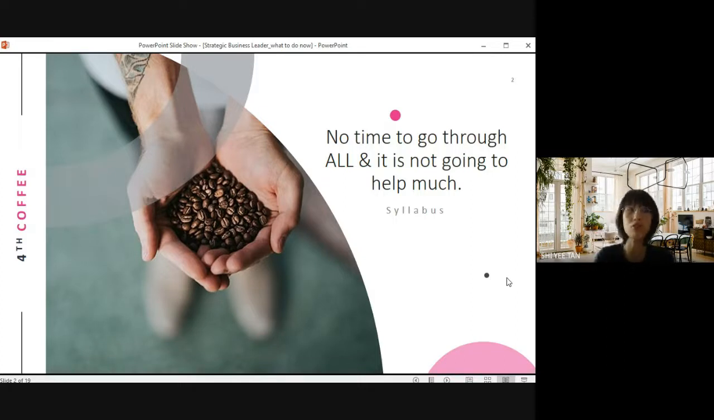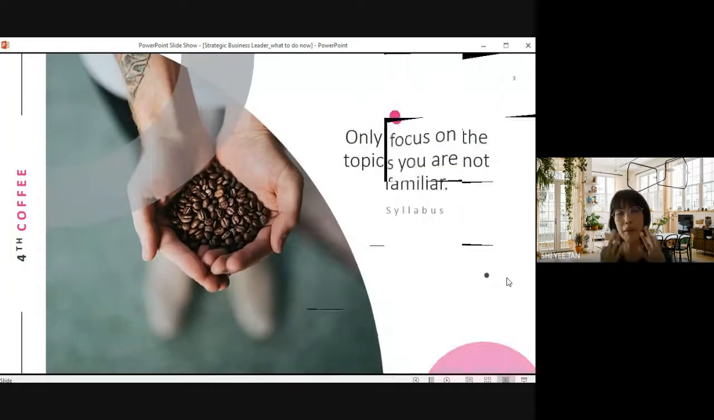And even though you go through all the syllabus, like some students, you like to study using memorization. You memorize all the syllabus, it is not going to help you much in the exam as well, right? So what are you supposed to do? My advice is you're supposed to focus on the topic that you are not familiar with.